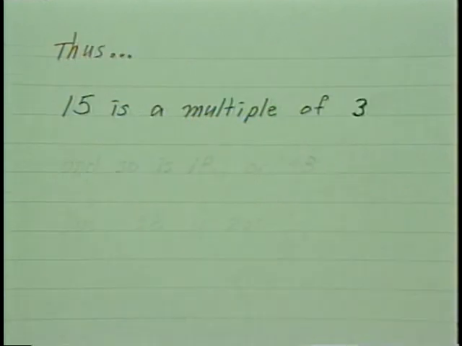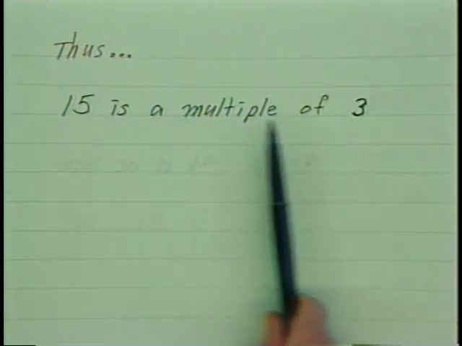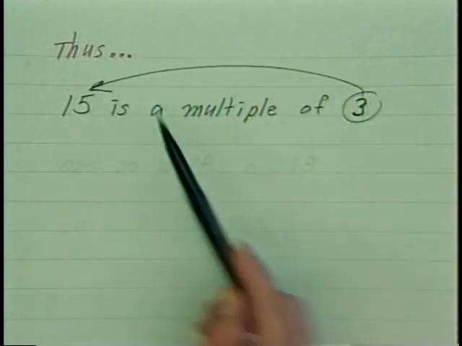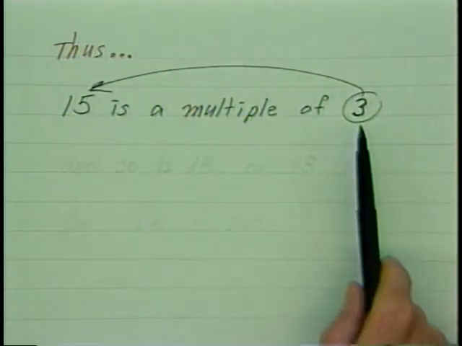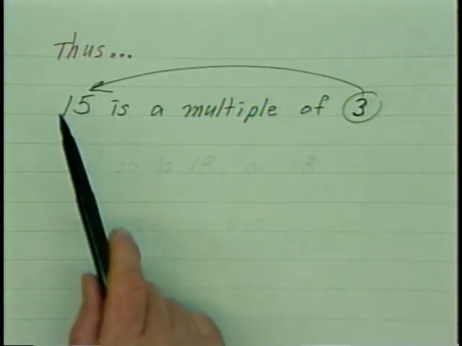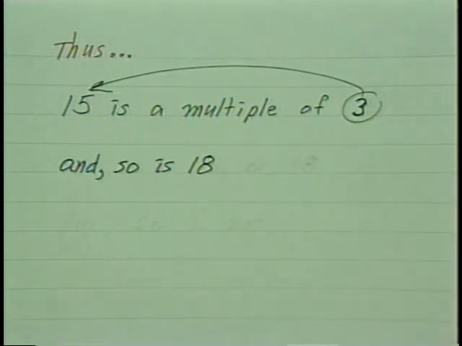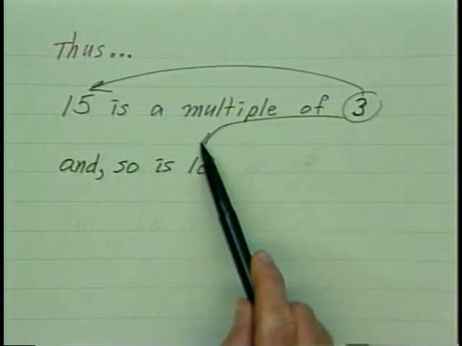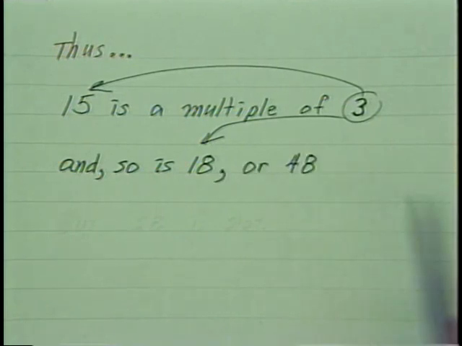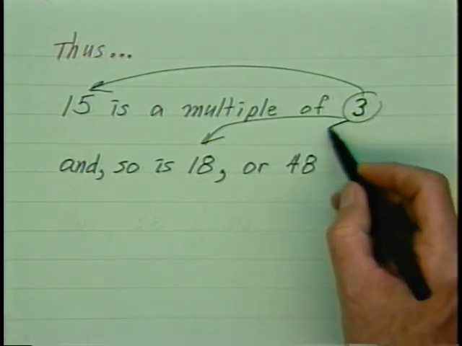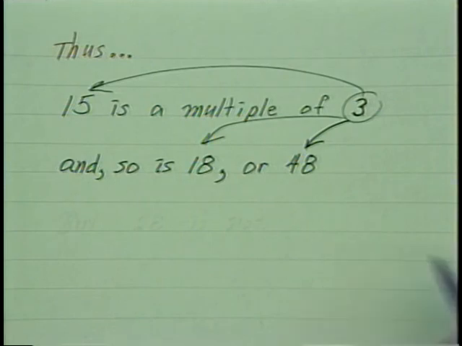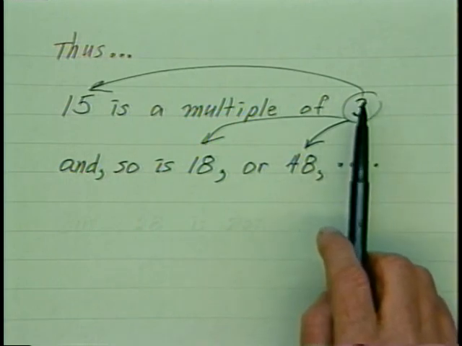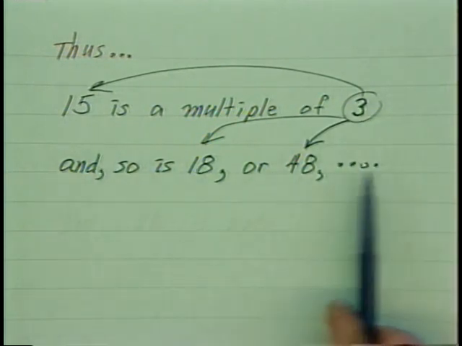Example. We can say that 15 is a multiple of 3 because 3 divides evenly into 15. But 3 has lots of multiples. 15 is just one of them. And so is 18 a multiple of 3 because 3 divides evenly into 18. Or 48 because 3 divides evenly into 48. So this list of multiples of 3, that is, numbers that 3 will divide into, goes on forever.